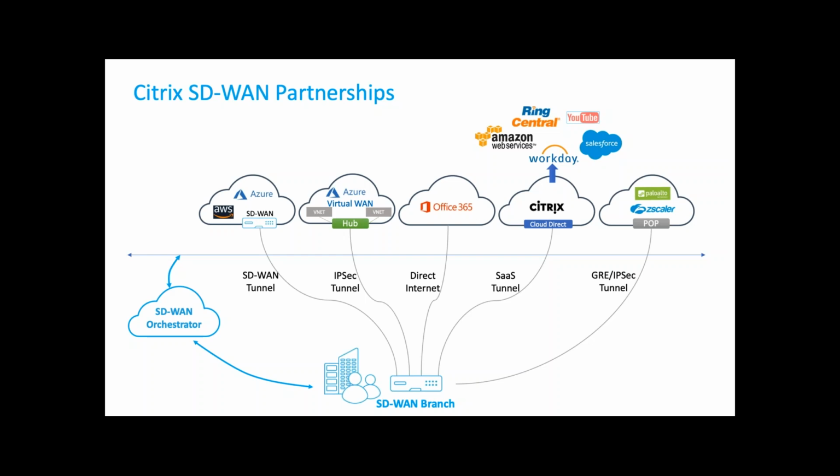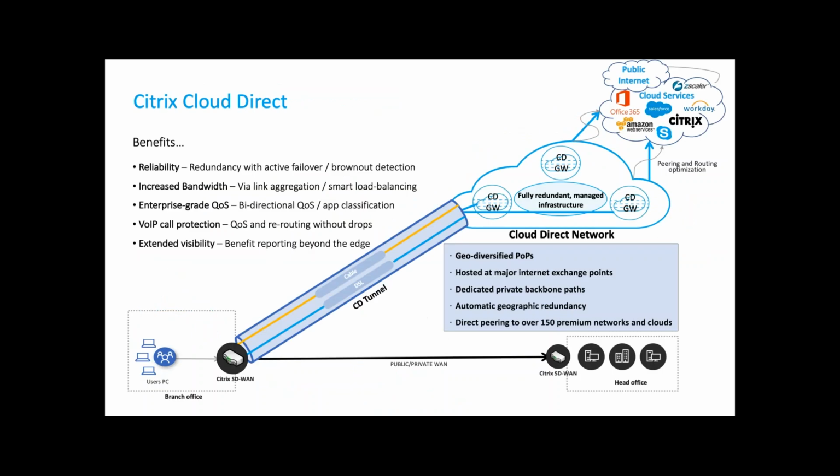So Citrix Cloud Direct is a brand new service that we've put forward. And what this does is give you a direct connection from your branch site to all of these public cloud services that you see up here. So Salesforce, Workday, lots and lots of SaaS-based apps. And how that works is using the intelligence that we have from Citrix SD-WAN. We'll get into that just for a moment.